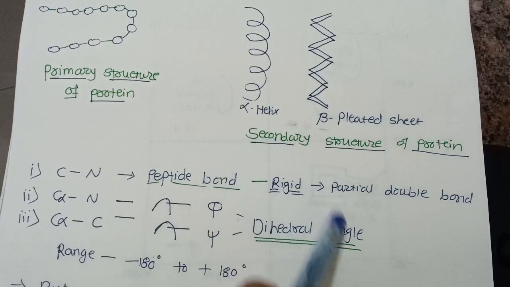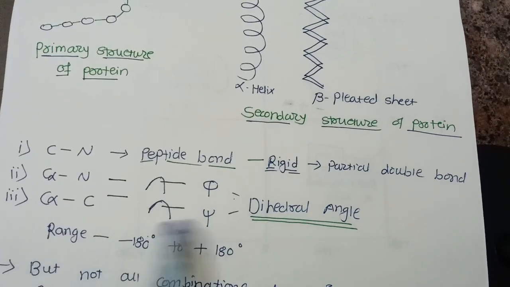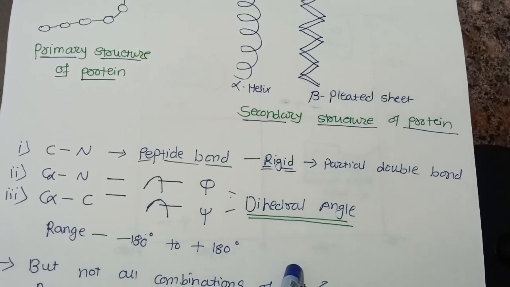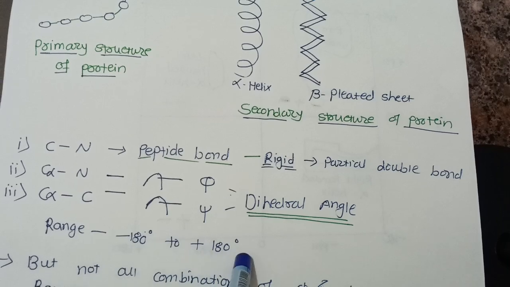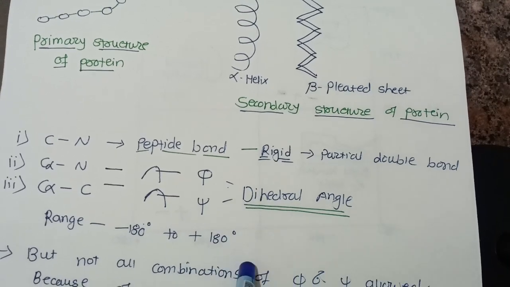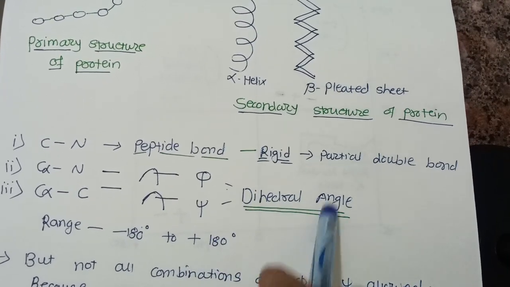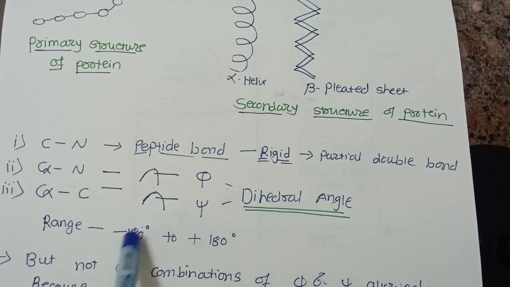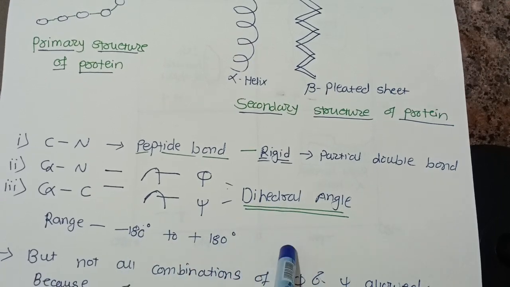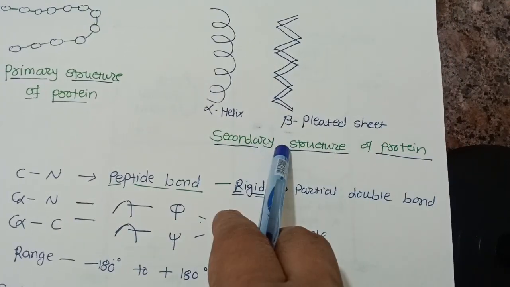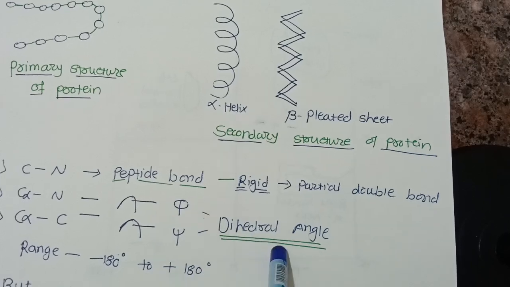The range of the degree of rotation is minus 180 degrees to plus 180 degrees. The minus and the plus sign is for the clockwise and the anti-clockwise rotation. But are all the possible angles between minus 180 degrees and plus 180 degrees present in the secondary structure? The answer is no.